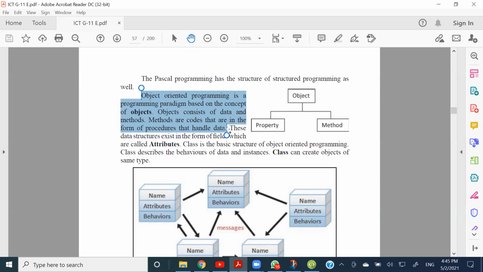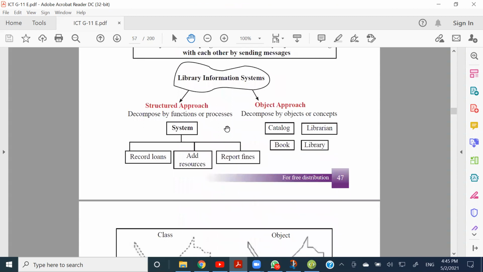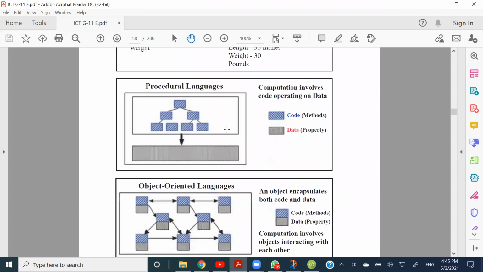Object-oriented programming is a programming paradigm based on the concept of objects. An object consists of data and methods. Methods are code that is in the form of procedures and handle them. Okay.